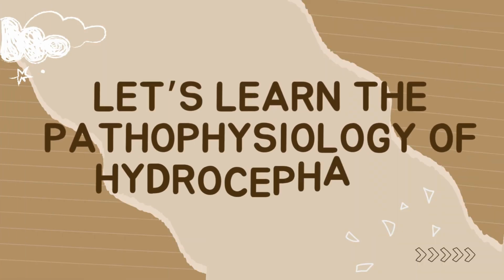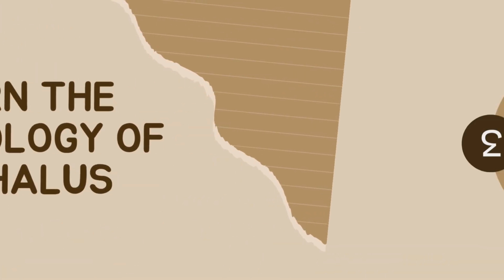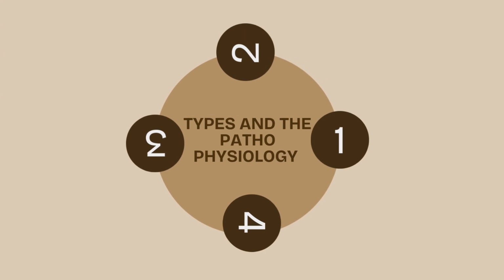Now, we may go to the pathophysiology of hydrocephalus. Hydrocephalus is caused by an imbalance between the production and absorption of CSF, leading to accumulation of CSF in the brain's ventricles, which causes ventricular dilation and increased intracranial pressure, also known as ICP. The pathophysiology of hydrocephalus depends on the types of hydrocephalus.